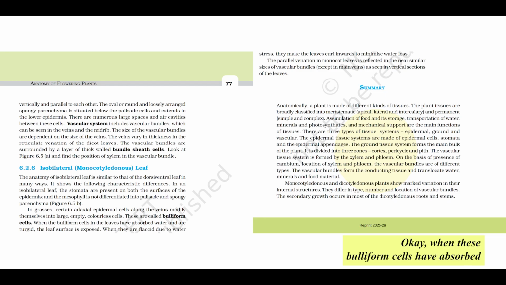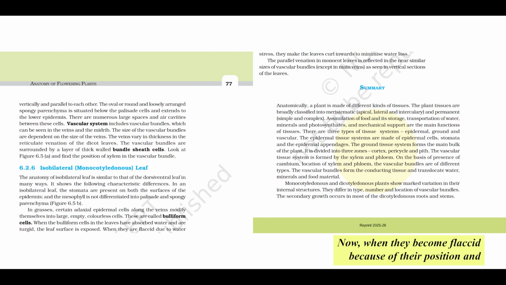Okay, when these bulliform cells have absorbed sufficient water and are turgid, meaning they are full of water and swollen, pushing outwards, they cause the leaf surface to be fully exposed, flattened out. This maximizes the surface area available for light absorption and photosynthesis, good conditions. However, when the plant is under water stress, or there's a scarcity of water, these specialized bulliform cells rapidly lose water. They become flaccid or limp.